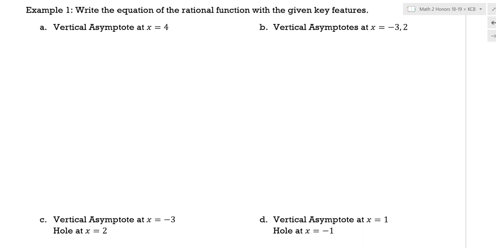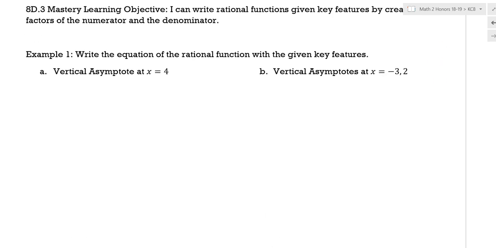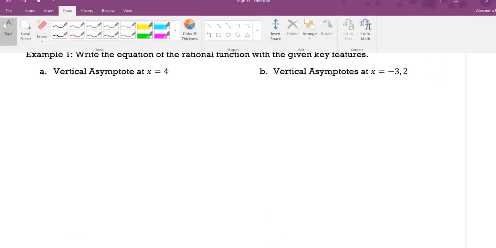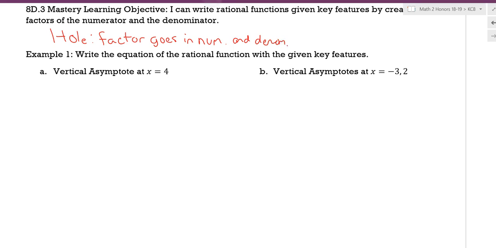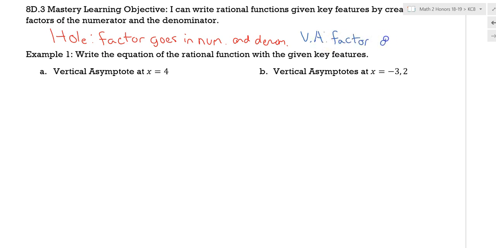So the big thing here is that if it gives you a hole, the factor goes in the numerator and denominator. If it gives you a vertical asymptote, the factor just goes in the denominator.